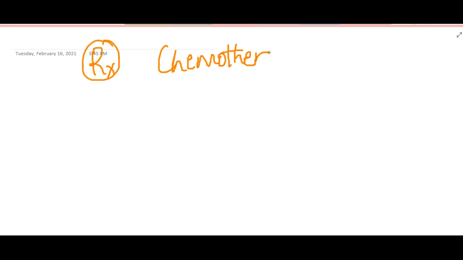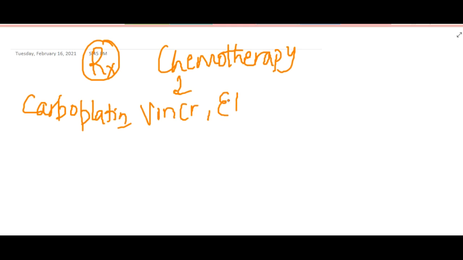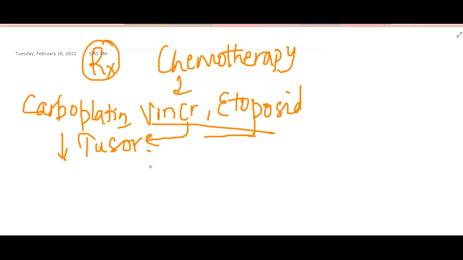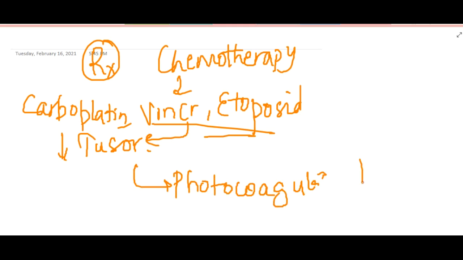Then we also have treatment. In the treatment, chemotherapy will be given to the patient. The chemotherapy includes carboplatin, vincristine, and etoposide. This will reduce the tumor size, and once the tumor becomes small, photocoagulation of the tumor can be done by laser.